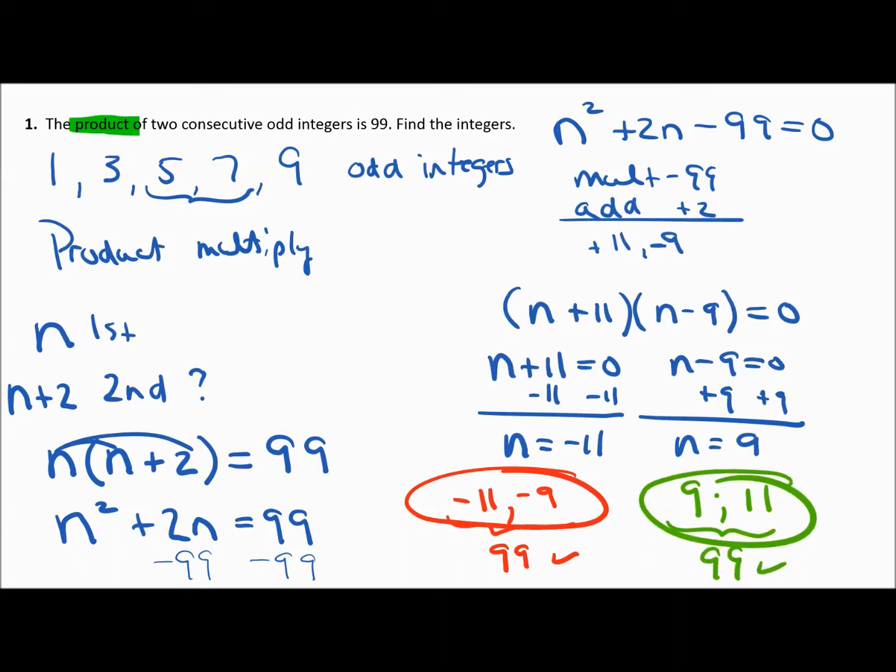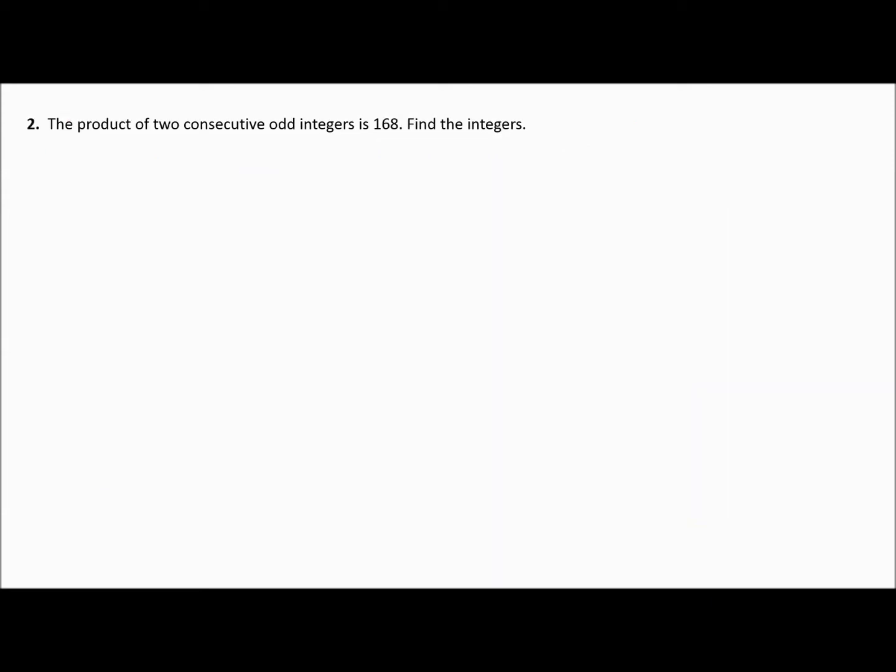So this has two different answers. Negative 11 and negative 9 are consecutive odd integers that multiply to be 99. And positive 9 and positive 11 are consecutive odd integers that multiply to be positive 99. All right, just to make you feel better, let's try this again. The product of two consecutive odd integers is 168. Find the integers. Hey, we know the story now, right?